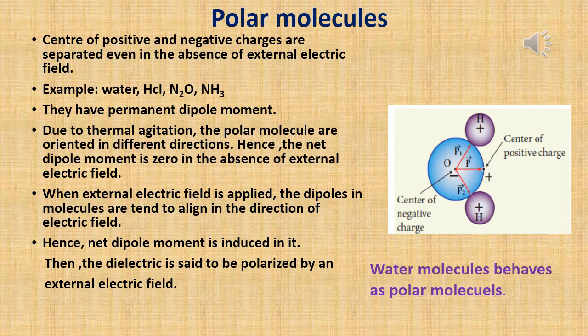HCl, hydrochloric acid molecules, N2O, NH3, these are all the best examples of polar molecules. Individually they have a dipole moment, but as a whole, if so many water molecules are assumed in space in the absence of an electric field, they don't have any net dipole moment because they are oriented in different directions. On the whole, the net dipole moment is zero.